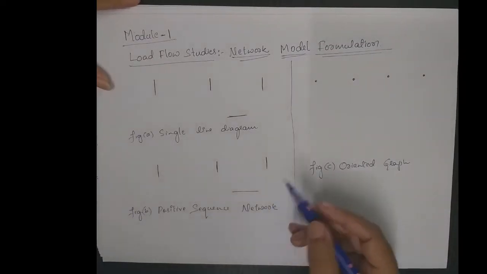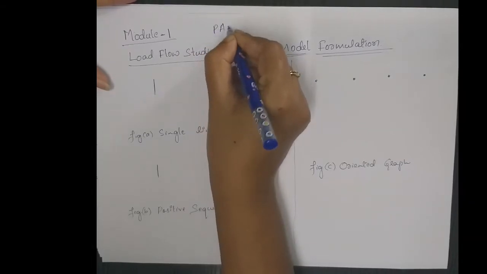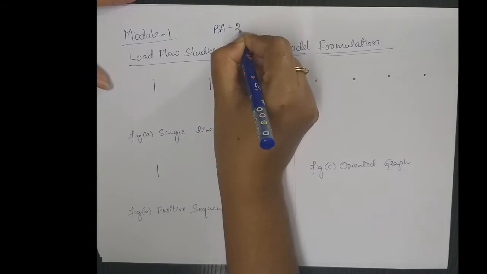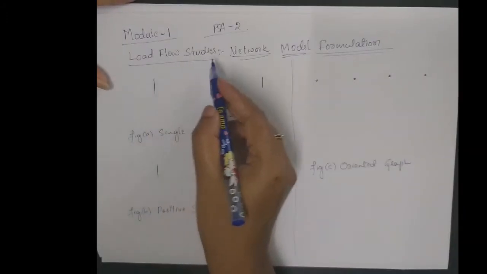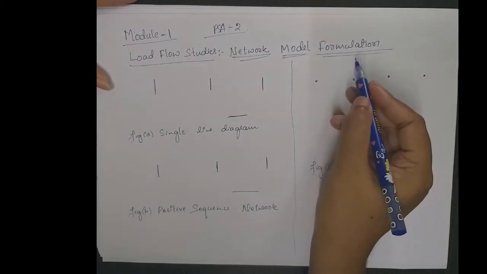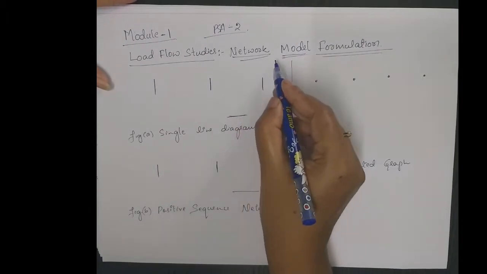Hello guys, this is module 1 of Power System Analysis 2 subject. This is a continuation of Power System Analysis 1. In this first module is load flow studies. The first topic is network model formulation. How do we form the network model from the given network?